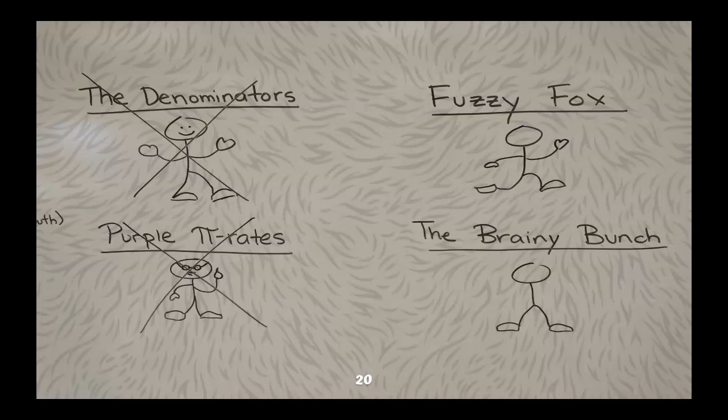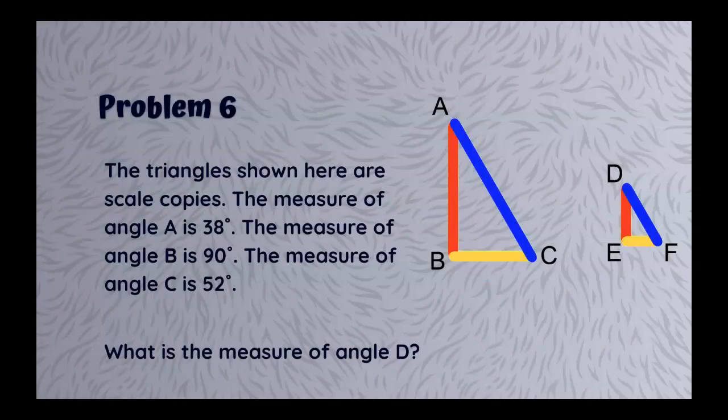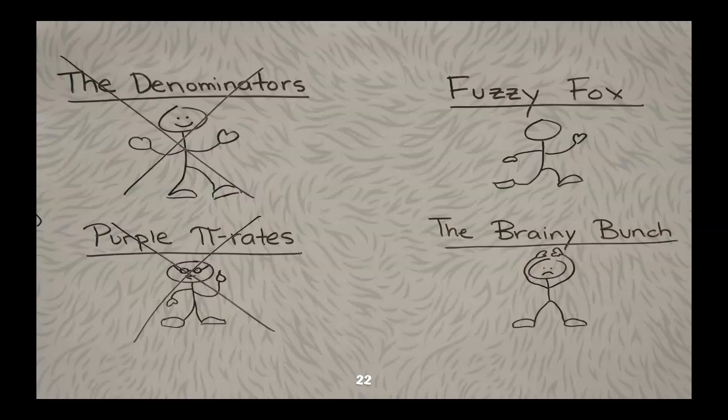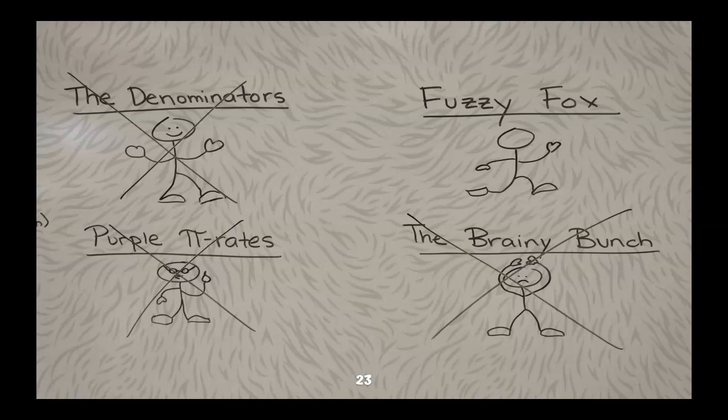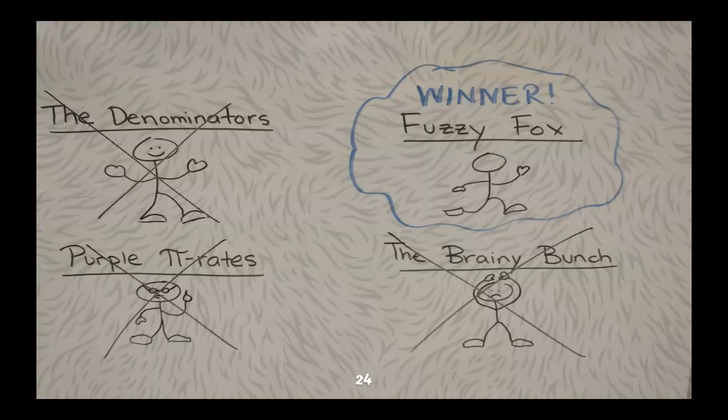So it's between the Fuzzy Fox and the Brainy Bunch. It looks like all they need to do is get the Fuzzy Fox a face and they'll be out, but we'll see what happens. So here we go, problem 6. Let's see if they get it right. If they get it right, oh, look, 2 teams targeted the Brainy Bunch. There must have been 2 that had it right. So actually the Brainy Bunch, they're eliminated, and that means Fuzzy Fox, you're our winners today. And they can get pumped, they can get hype about that.